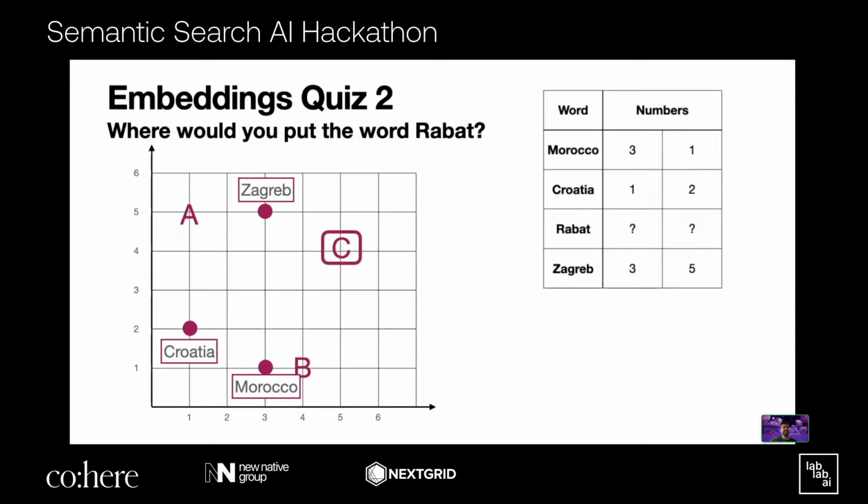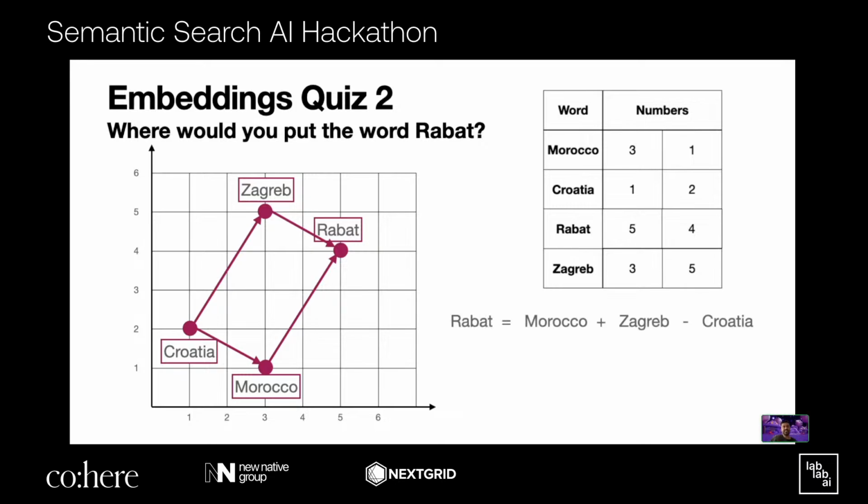The reason is that these embeddings sometimes have a very particular, interesting property, which is the parallelogram rule. It basically captures analogies, right? Zagreb is to Croatia what Rabat is to Morocco, or Croatia is to Morocco what Zagreb is to Rabat. In the same way that walking from the word Croatia to the word Zagreb is the same as walking from the word Morocco to the word Rabat. So this captures analogies, and it also captures small mathematical equations, like Rabat equals Morocco plus Zagreb minus Croatia. Why? Because the computer starts understanding what things mean.